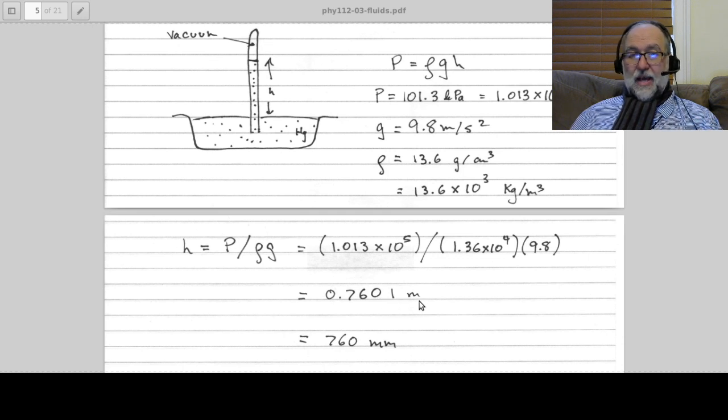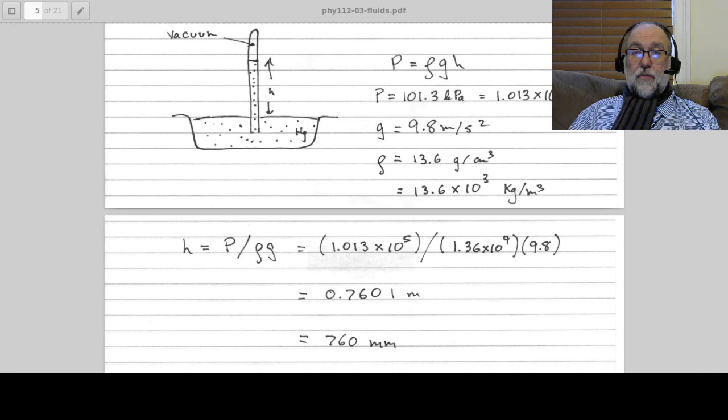0.7601 meters. And converting that to millimeters, remember, it's 1,000 millimeters in a meter, so that just means move the decimal over 3, 1, 2, 3: 760.1, round off to 760 millimeters. So that's where that 760 millimeters of mercury comes from. Again, you're balancing the atmospheric pressure here with the pressure due to the weight of the fluid. All right, so this is your barometer.